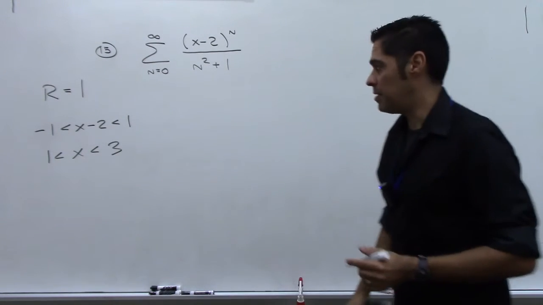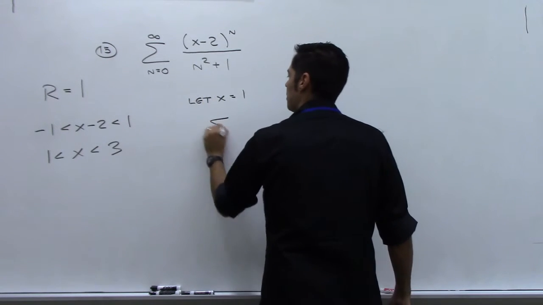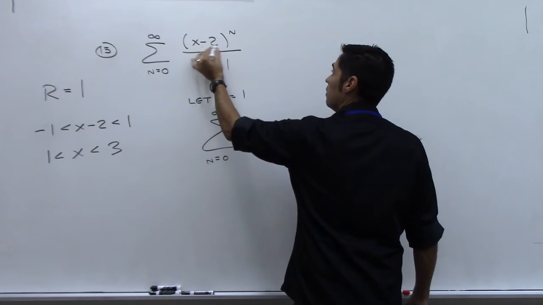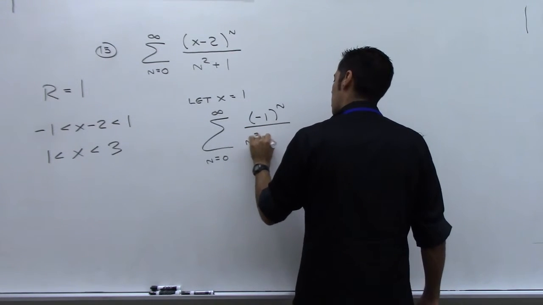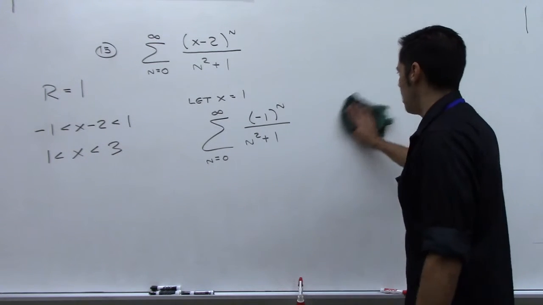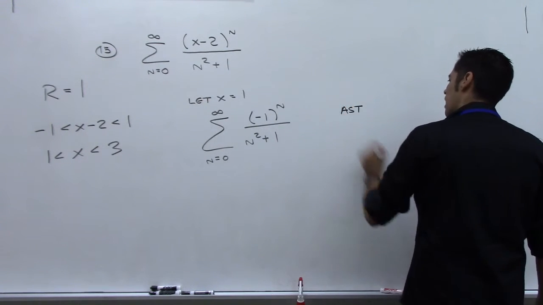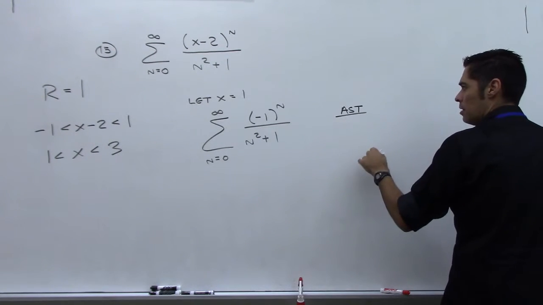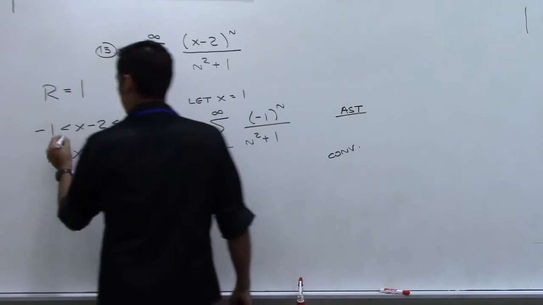Now what I need to do is test the endpoints. So let me test 1 first. If x is 1, let's see what this series turns into. If x is 1, I plug 1 in here, I get (negative 1)^n over n squared plus 1. And for this, I think I'm going to stop doing all the work. This is an alternating series test problem, and it's pretty easy to show the two conditions. So this will converge.